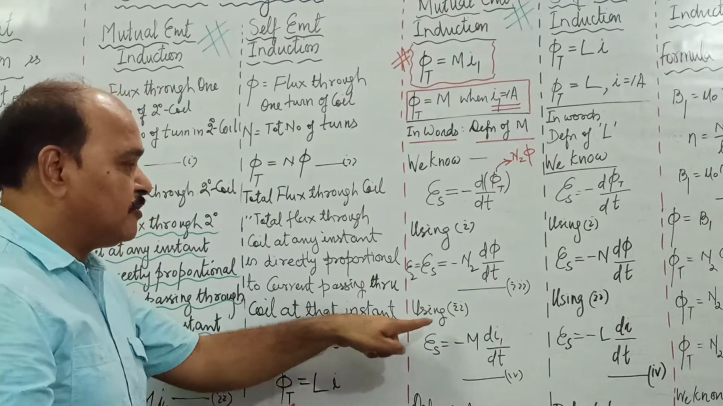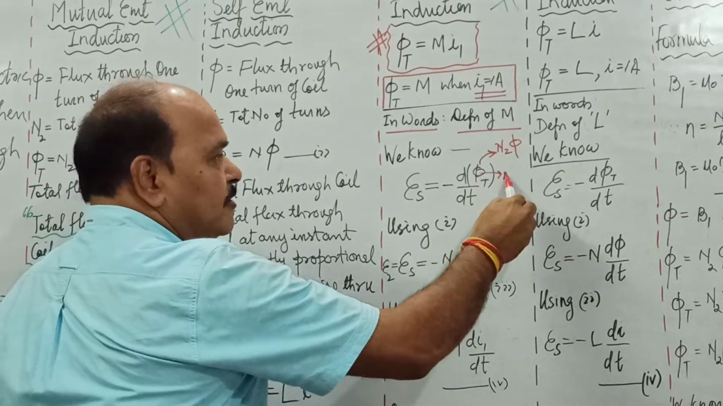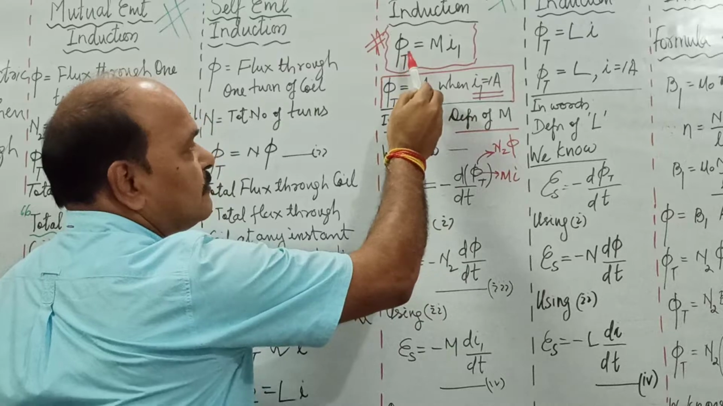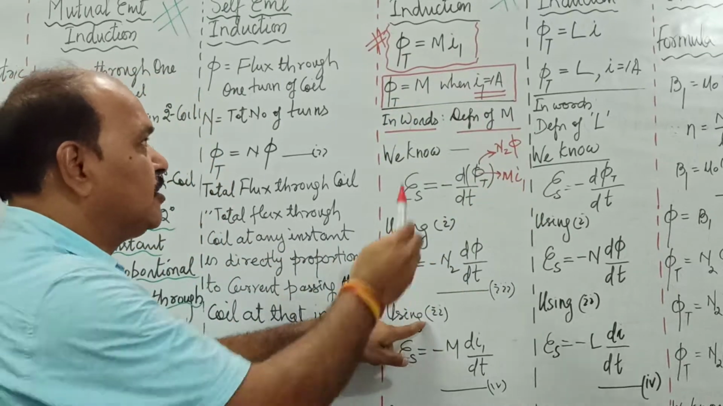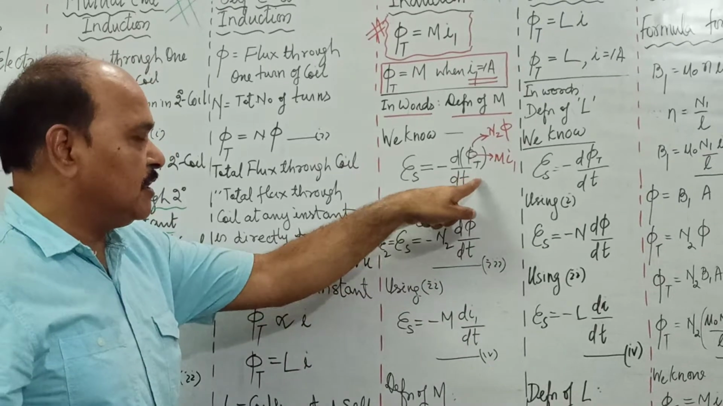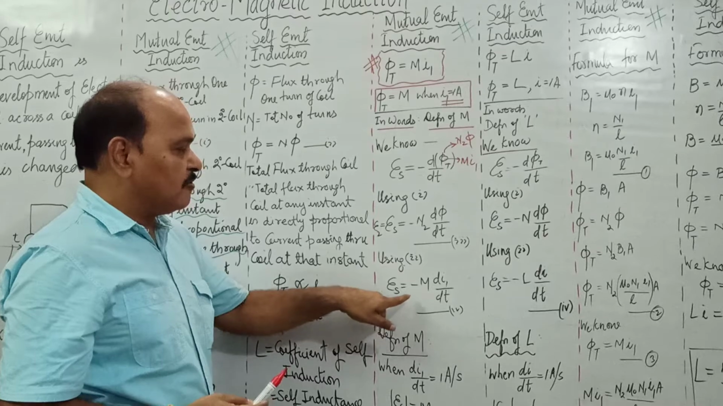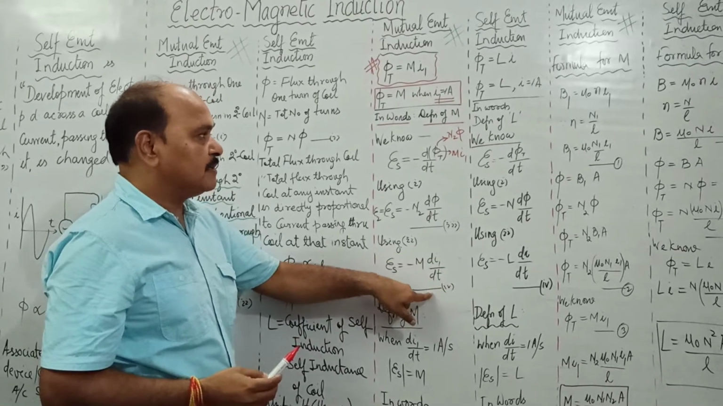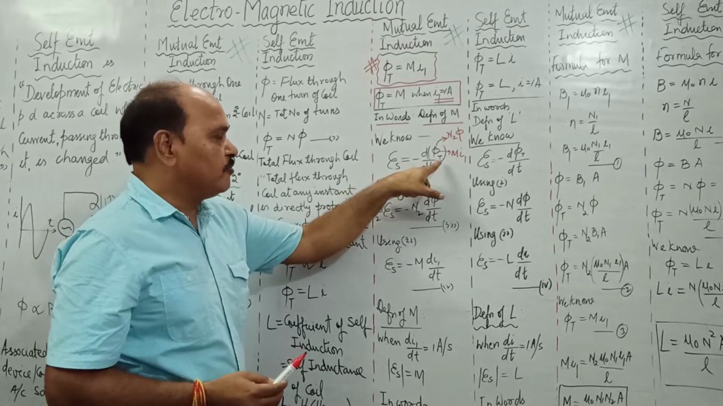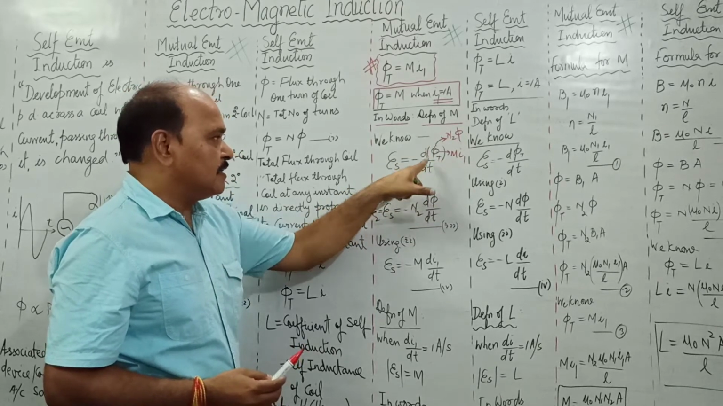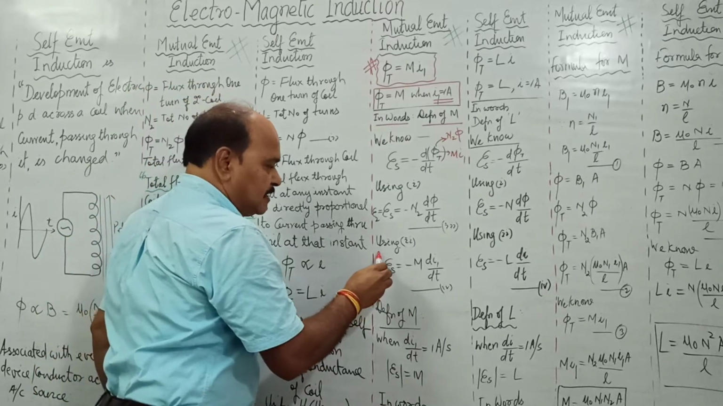So this is the value of induced EMF in the secondary coil. Well, if we write phi is equal to M into I1, then what do we get? If we use equation number 2, here for phi, that is M I, we get Es is equal to minus M dI by dt. So M is a constant, it would come out of the sign of differentiation, and we will be left with I inside this bracket. So Es is equal to minus M times dI by dt.